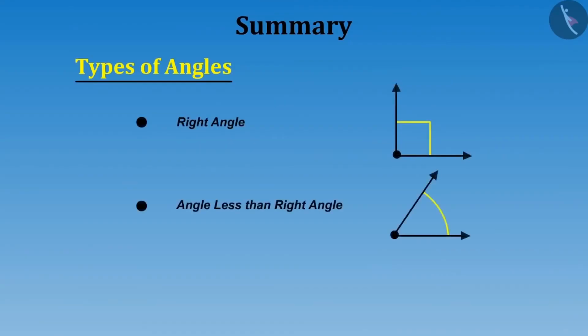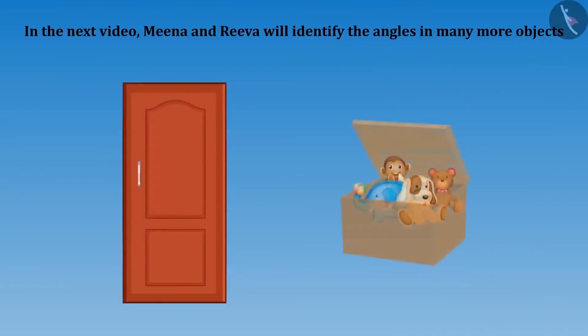Let us go home. In this video, we have learned about three types of angles: right angle, angle less than right angle, and angle greater than right angle. Do you want to identify more angles in other objects? Then you need to watch the next video. In the next video, Meena and Riva will identify the angles in many more objects like doors, toy boxes. So let's meet in the next video.